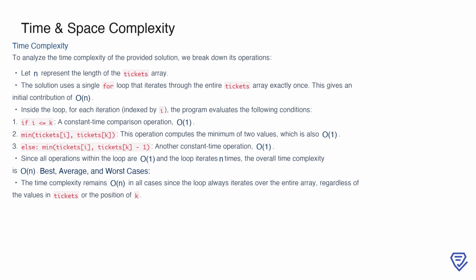Now, within each iteration of the loop, there are a few operations to consider. The condition if i equals k is a simple comparison, which is a constant time operation, or O(1). Similarly, the calculations min(tickets[i], tickets[k]) and min(tickets[i], tickets[k] - 1) are also constant time operations. Since all of these operations inside the loop take O(1) time and the loop runs n times, the total time complexity of the solution is O(n). This holds true for the best, average, and worst cases because the loop always processes the entire array, regardless of the input values or the position of k.